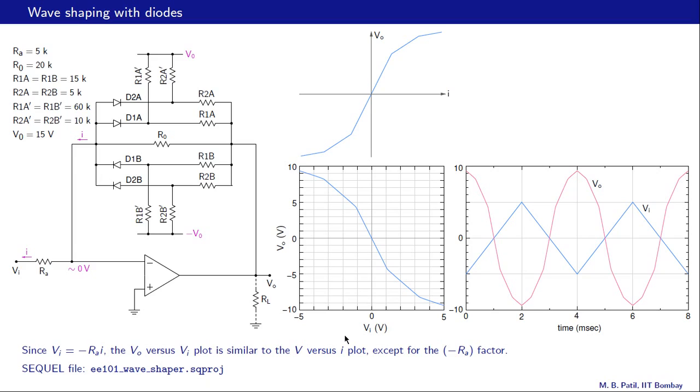Alright. So now if we apply an input voltage which is triangular in shape, that is what we get as the output voltage. And as we can see, it is close to a sinusoid. And in the next slide, we will see how good it is, how close it is to a sinusoid. Here is the SPICE circuit file. You can run this simulation and check out these results.